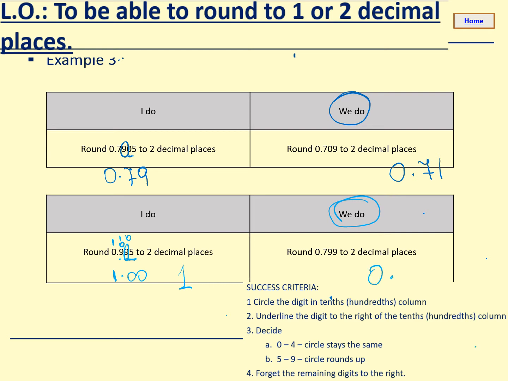If you have 0.8 or 0.80, that's fine. We don't write that 0. It's the same as just 0.8. Okay, now have a go.